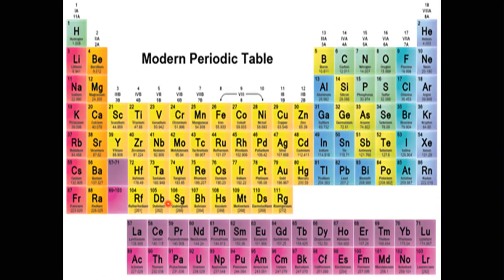All the elements group-wise have the same number of electrons in their valence shell and thus the same valency, except group 18. For example, all elements of group 1 have 1 electron in their valence shell, 1s1. So the valency of the alkali metals is 1.